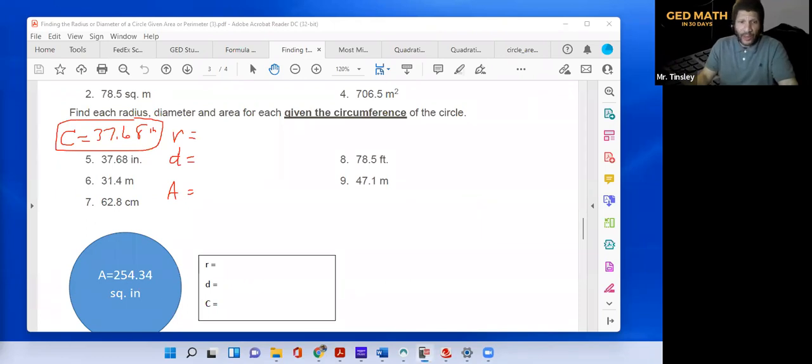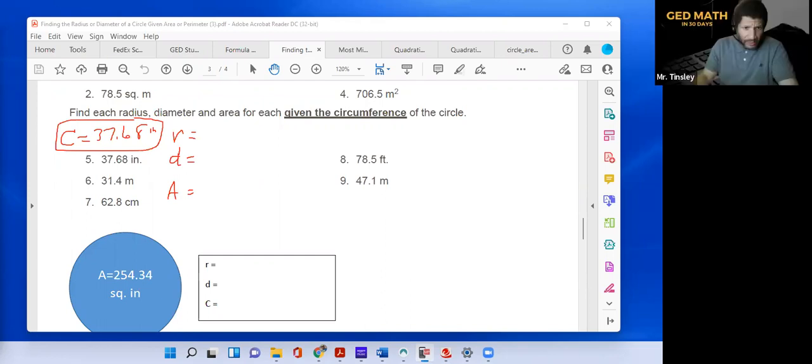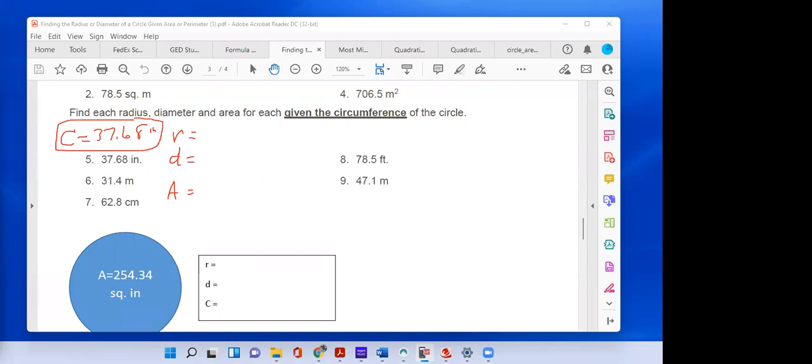Let me grab my calculator. Circumference, okay. Okay, I probably got it that way.